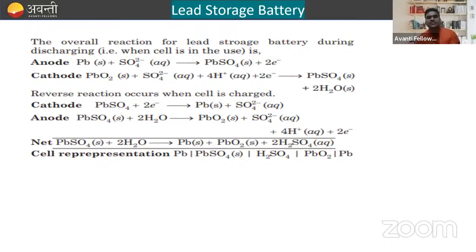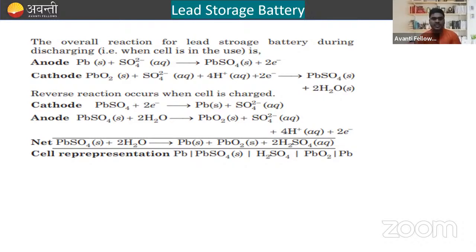Basically, the overall reaction for the lead storage battery during discharging, when the cell is in use, is as follows. You just need to remember one reaction during discharging; the reverse of this gives you the reaction during charging. At the anode, Pb reacts with sulfate to form PbSO4 and loses two electrons. Similarly, the cathode is made up of lead oxide. Lead oxide reacts with sulfate and accepts two electrons to form PbSO4 plus 2H2O.